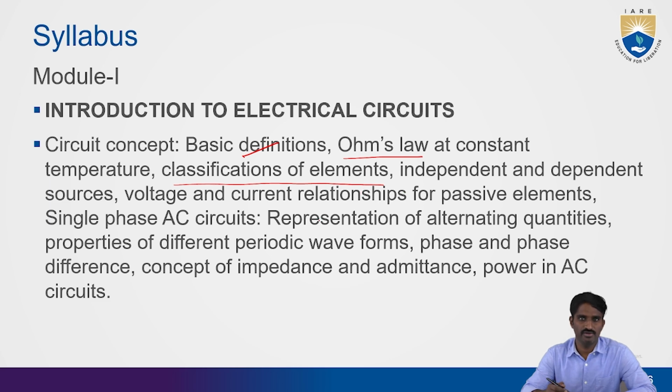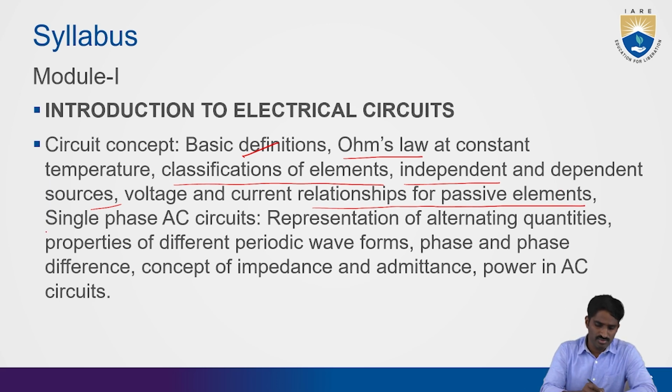A voltage source is also one kind of element. Even in voltage sources, there are various types, like independent voltage and dependent voltage sources, and similarly independent current sources and dependent current sources, and also the relationship between them. In the classification we will classify active elements and passive elements, and the relation between those. These are the various basic principles that we will learn in the first part of the first module. Then in the second part, we will learn about single-phase AC circuits.